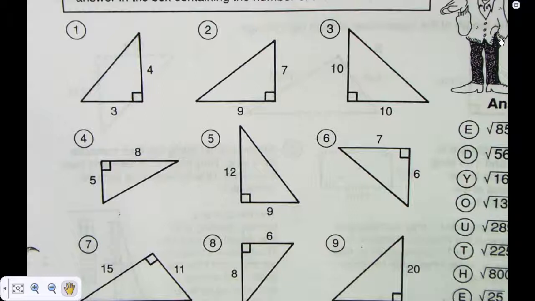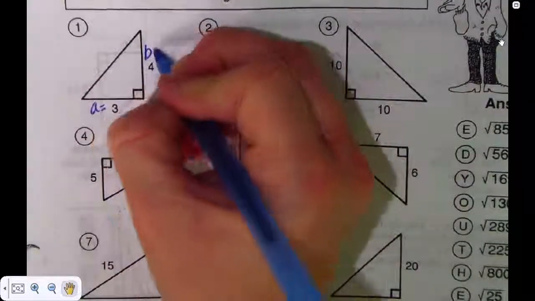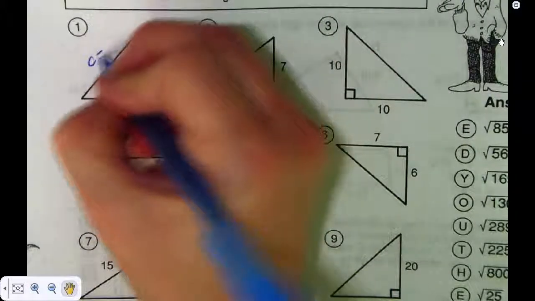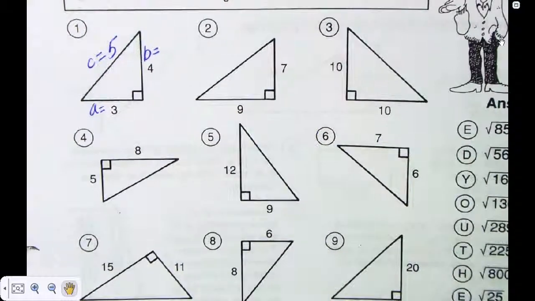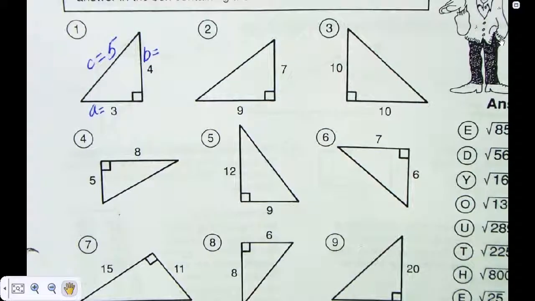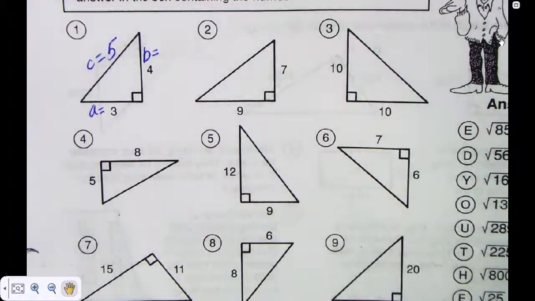Which one? Number 1. So A is 3. B is 4. C's got to be. Guess what somebody said this morning? C was going to be 7. How'd they get 7? They had 3 and 4. Guys, if it was that easy, I wouldn't have cut out all these squares and we wouldn't do the theorem. If all you had to do was add the 2 shorter sides to get the longest side, we wouldn't need to do a theorem.